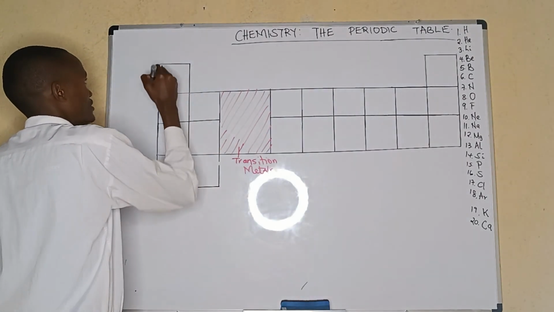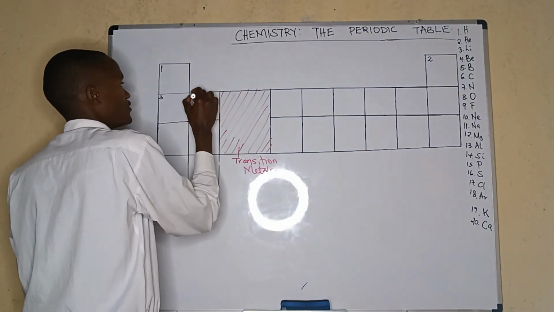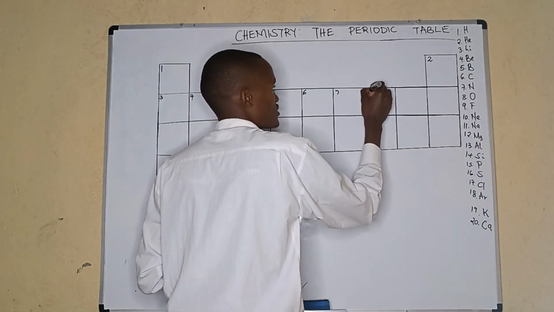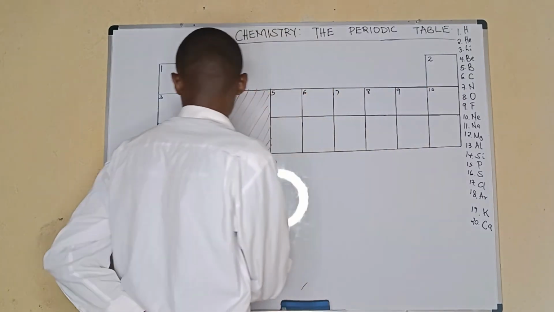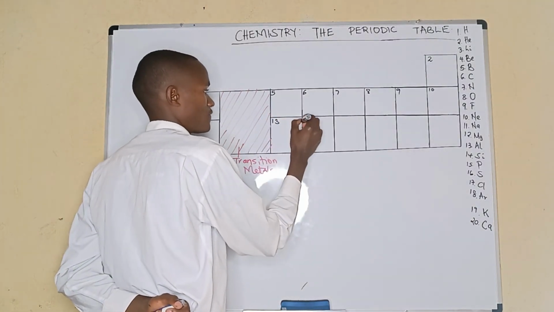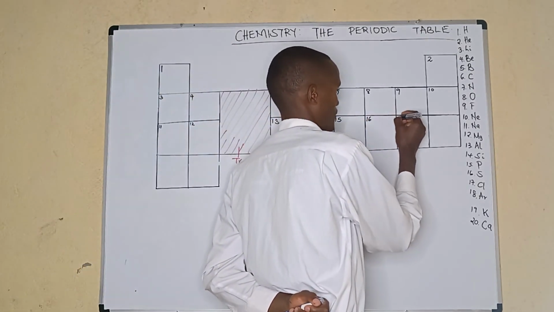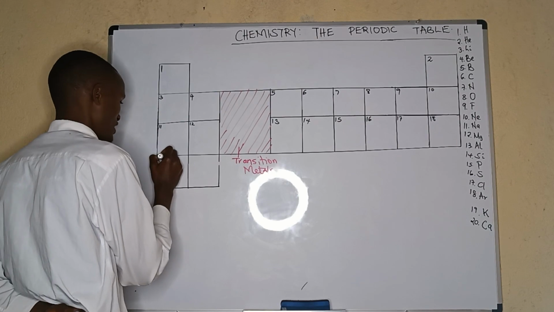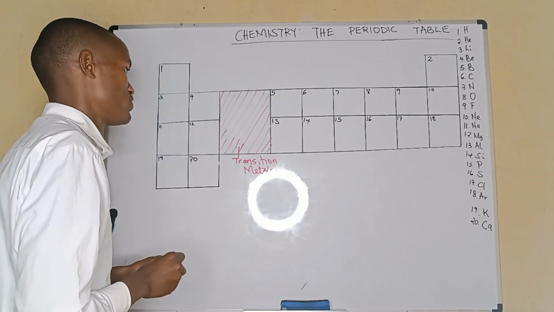So this is number 1, 2, 3, 4, just a small number to leave space for writing the element, 9, 10, 18, 19, 20. So you should note that no number was written here in the space for transitional metals.